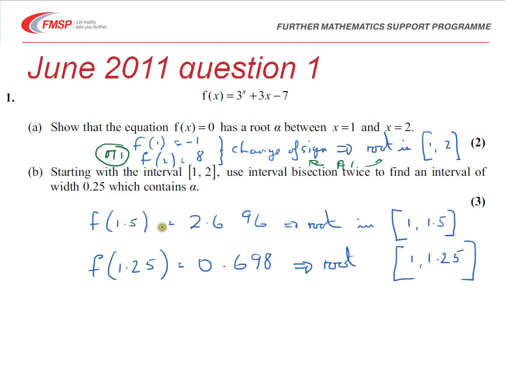The marking here, there's a B mark for calculating f of 1.5. It then gives a method mark for realizing that you then need to check 1.25, and an A1 mark for getting the correct interval.